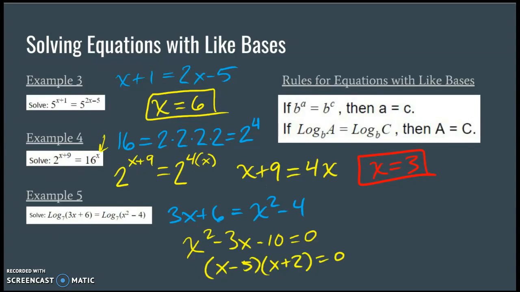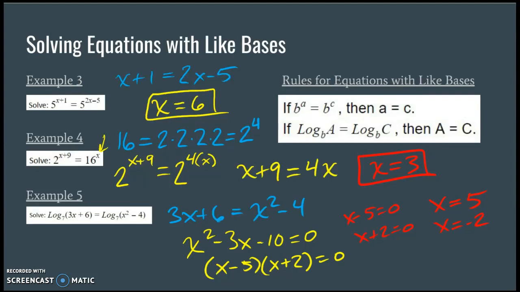Once we have this, we see that x minus 5 is going to equal 0, or x plus 2 is going to equal 0. So we have two potential answers, 5 and negative 2, that we are now going to check to see if those values even exist in our original equation. So I'm first going to check 5.